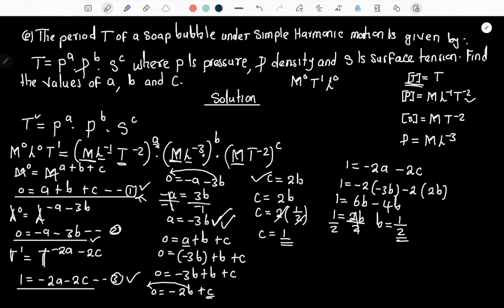Okay? Then let's find A. Where is A? Our A is here. So A is going to equal minus 3B. A is going to equal minus, where there is B, you replace with 1 over 2. So your A is going to equal minus 3 over 2. And basically, this is how you solve this particular question, by simply using the MLT concept.